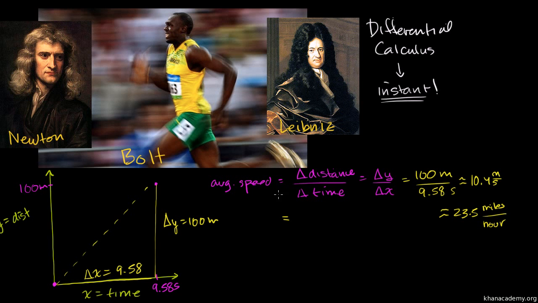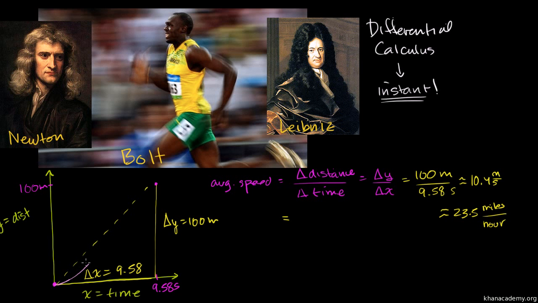Now, to see how this is different than instantaneous velocity, let's think about a potential plot of his distance relative to time. He's not just going to go this speed immediately. As soon as the gun fires, he's not just going to go 23.5 miles per hour all the way. He's going to have to accelerate. So at first, he's going to start off going a little bit slower, so his slope is going to be a little bit lower than the average slope.